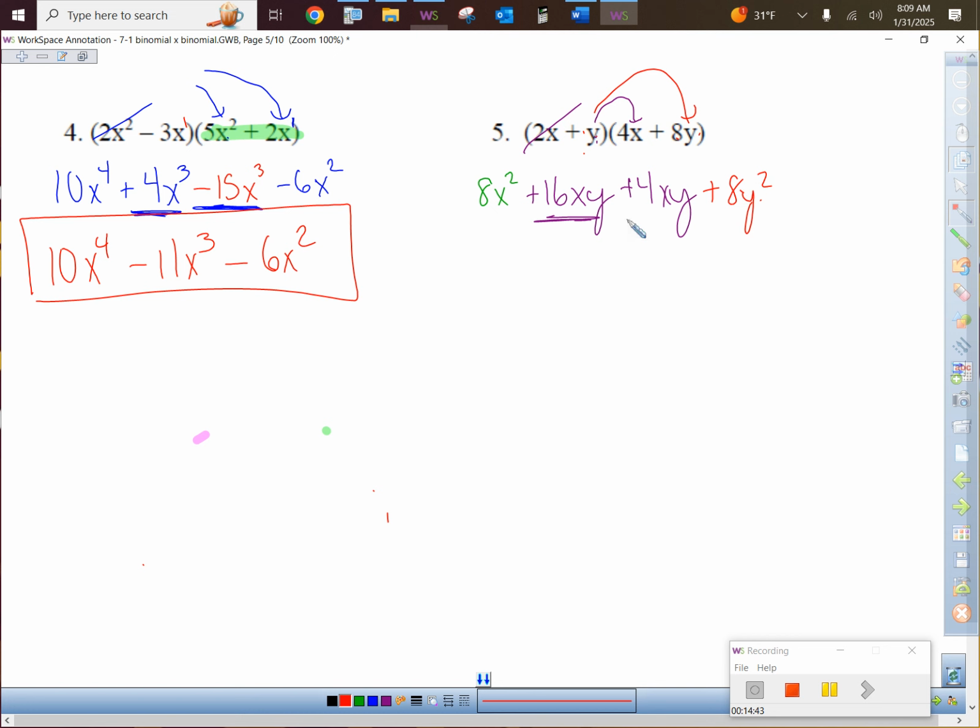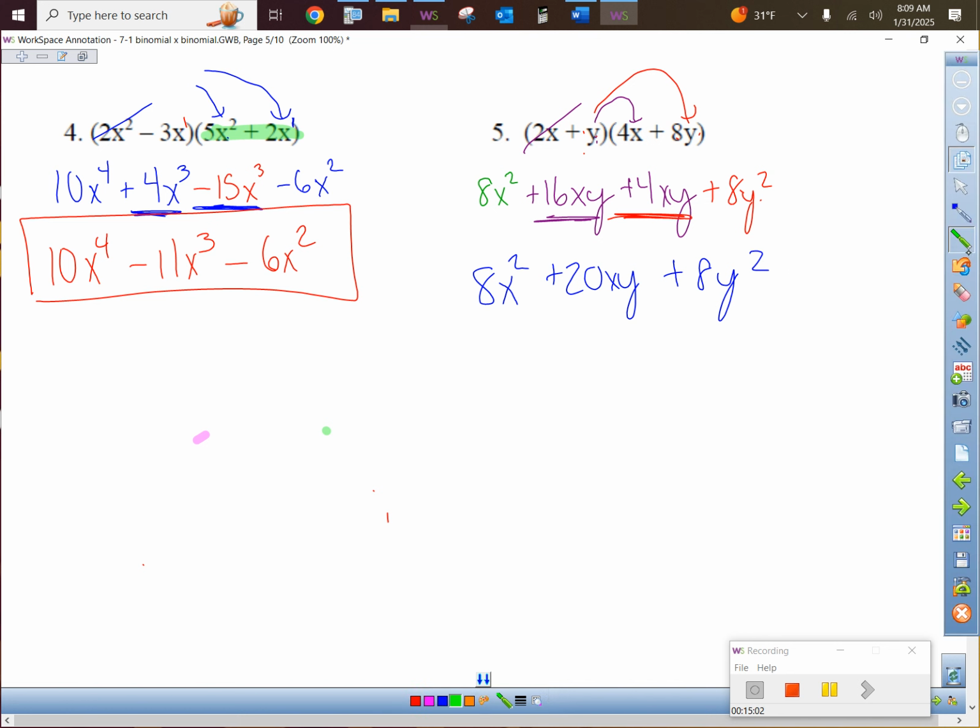We got us some like terms here, though, in purple, right? So we'll just start with what we had first. We had 8x squared first. What's 16xy plus 4xy going to be? 20xy's. And then finally 8y squareds. So again, just slowing down a little bit. It's got to have the exact same letters raised to the exact same exponents to be like terms.